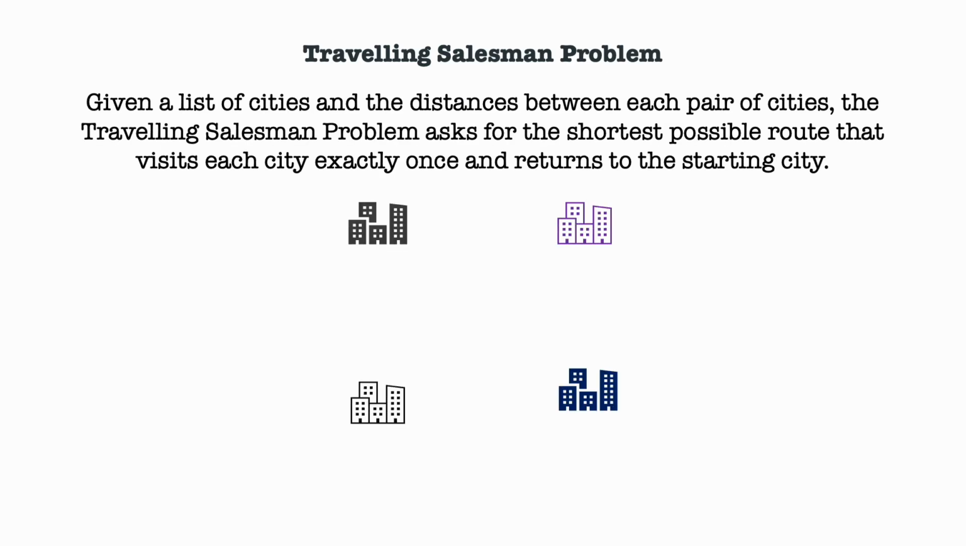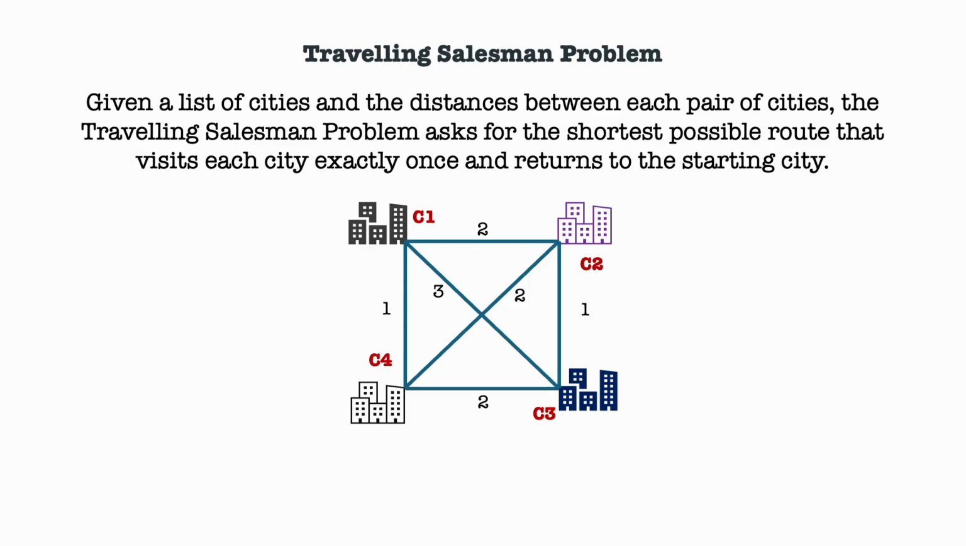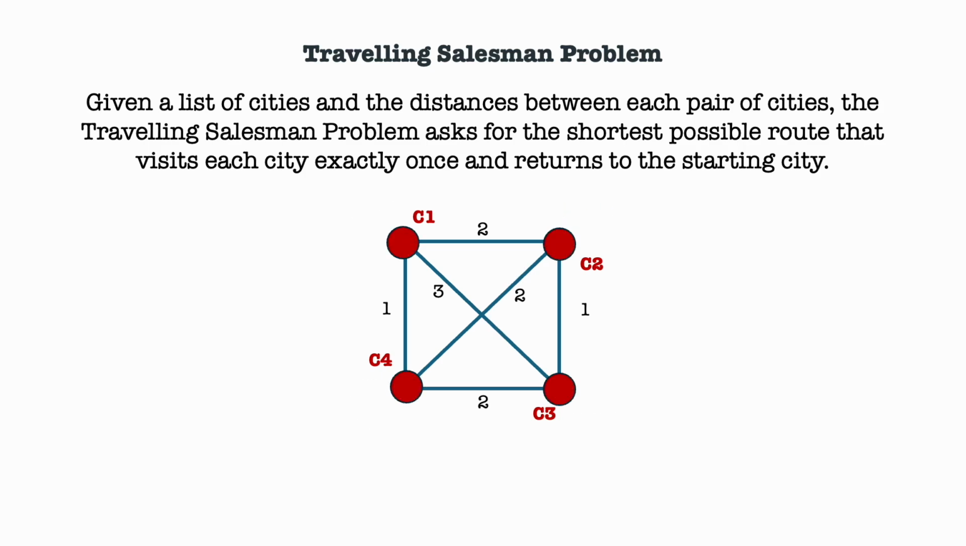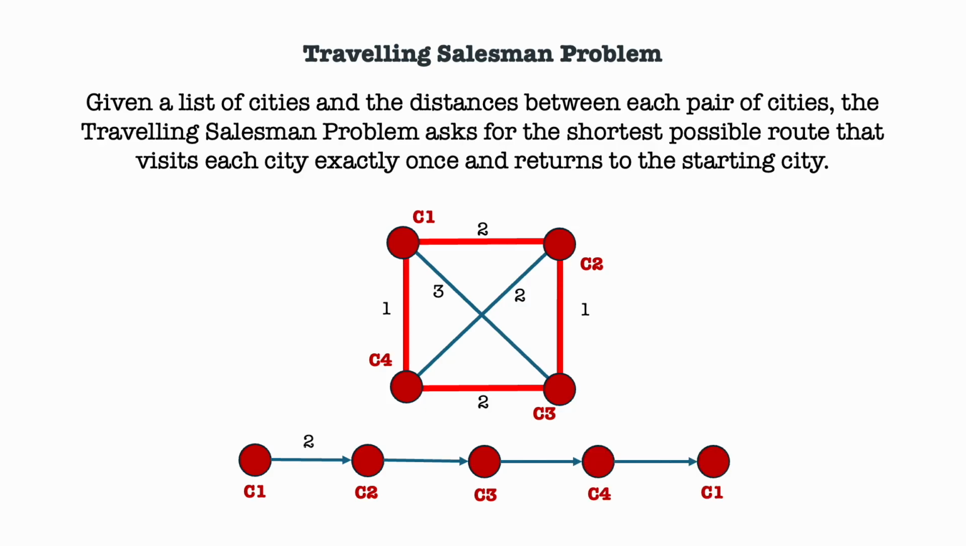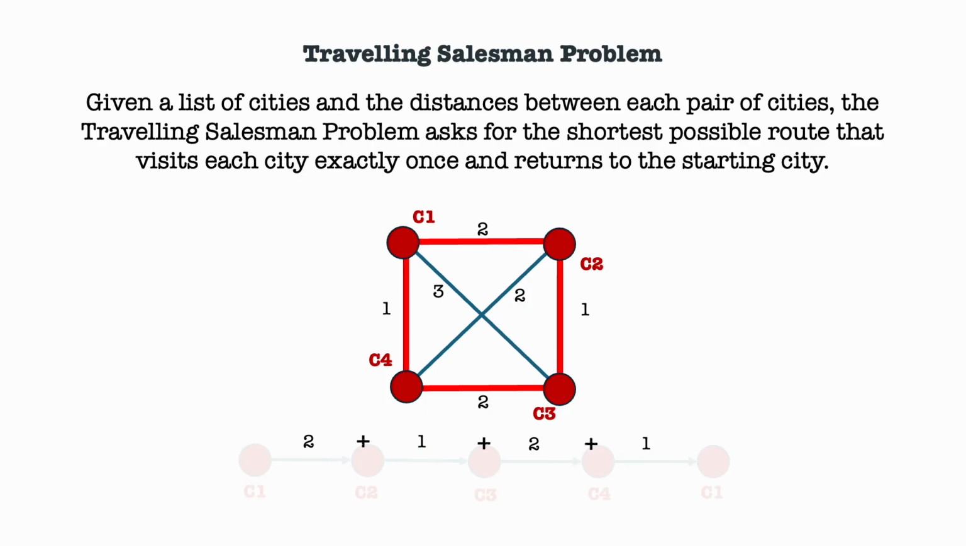Now let's talk about the traveling salesman problem. It states, given a list of cities and the distances between each pair of cities, the task is to find the shortest possible route that visits every city exactly once and returns to the starting city. To visualize this, consider a graph with 4 vertices and 6 edges. In this graph, we can easily find the shortest route, but this is just a small example. When the number of cities grows, the problem becomes extremely challenging.